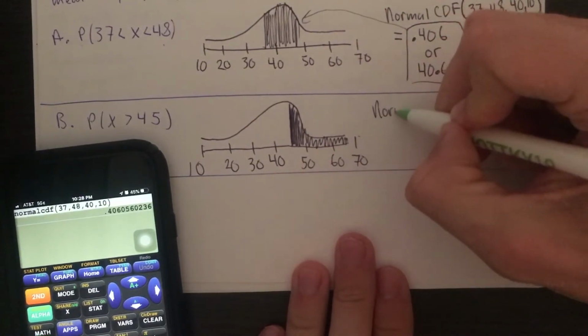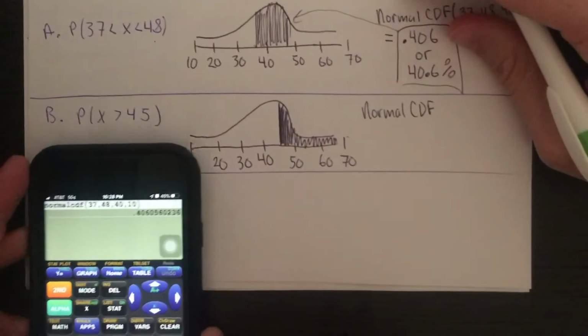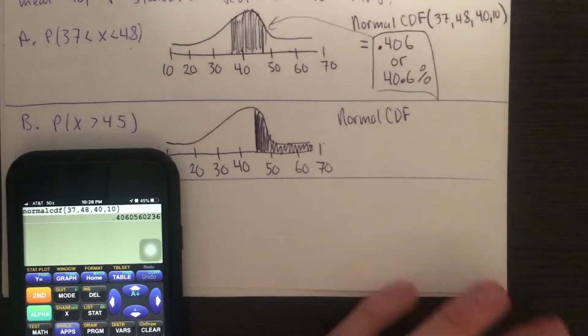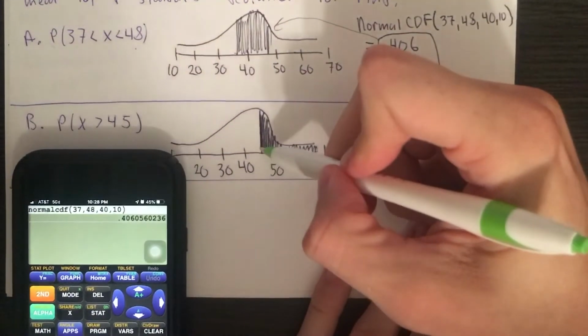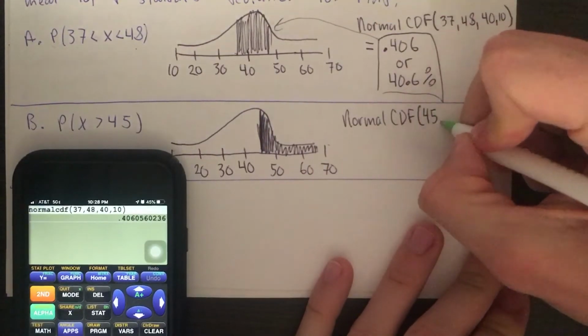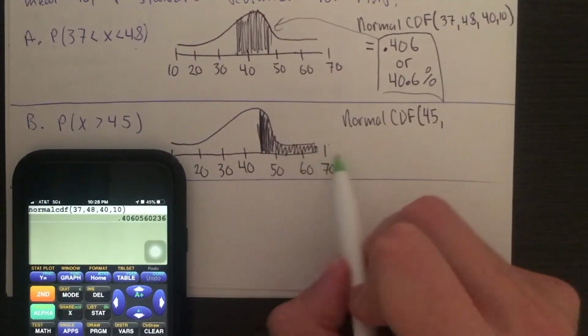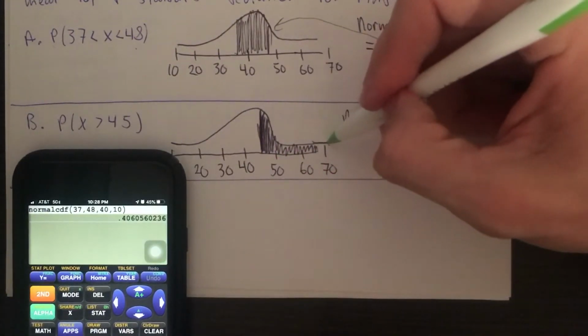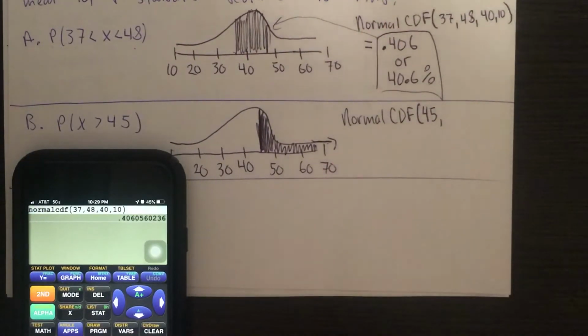So when we write this normal CDF here, we've got to write the lower bound and then the upper bound. For the lower bound here, the lowest number we're going to calculate is 45. So we're going to write in 45, comma. Now for the upper bound, this keeps going further and further to the right. Like if you look at an actual normal distribution, there are arrows here, which means that these go on forever. So what we need to do is put in a really large number.